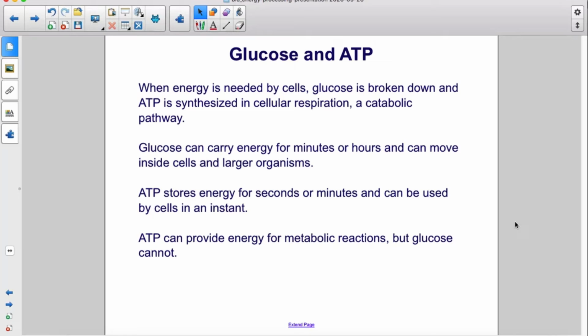Glucose can carry energy for minutes or hours and can move inside cells and larger organisms. ATP stores energy for seconds or minutes and can be used by cells in an instant. ATP can provide energy for metabolic reactions, but glucose cannot.